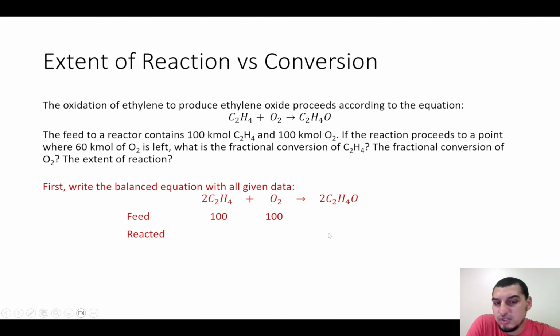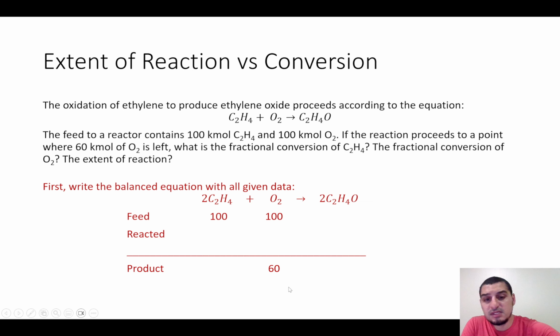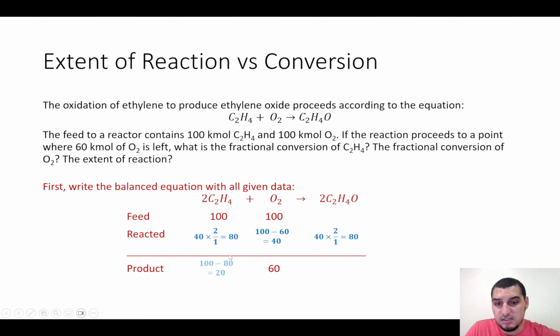So I don't know how much of any of them reacted, but what I know is that the product is 60. And when the product is 60, we can now calculate the rest. So I know that the reaction started with 100 moles of oxygen, 60 left, so the reacted are 40. And since 40 moles reacted, then they reacted with 2 over 1 times 40, so it's going to be 80, producing 80 moles of ethylene oxide. And now 100 minus 80 is 20, and 0 plus 80 is 80.